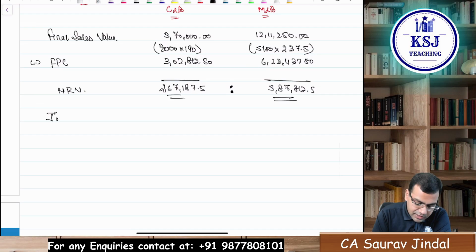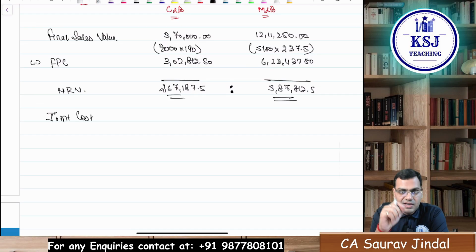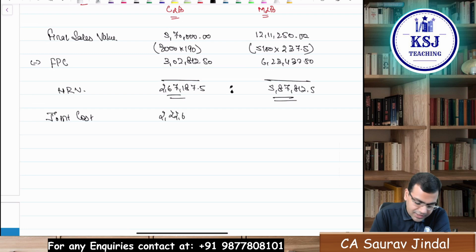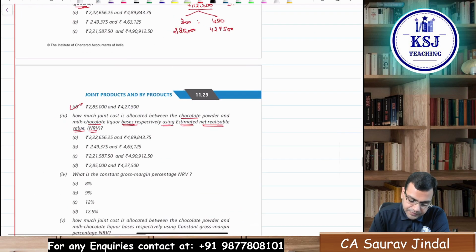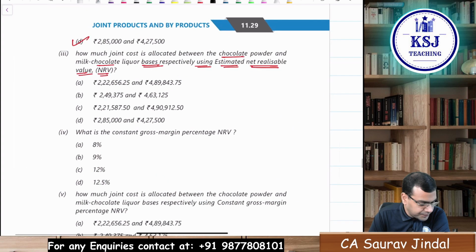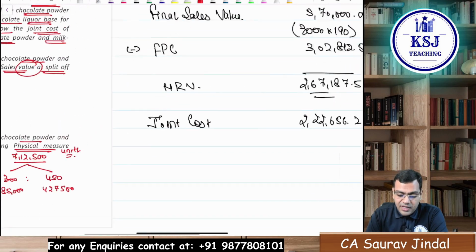So what will be the joint cost distribution here? Joint cost of 7,12,500 will be distributed in this ratio now. So after distribution it will be 2,22,656.25, and here it will be 4,89,843.75. Let's see the answer. So what is that option that we have? 2,22,000, that is option A. Clear? So be very careful with the NRV.